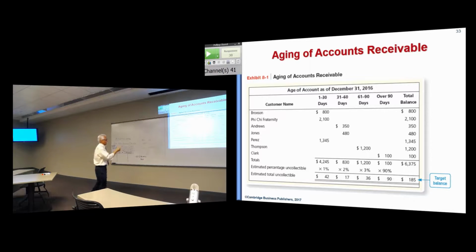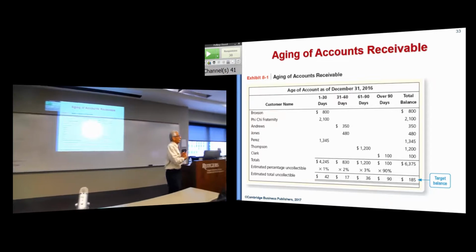So what I would do is I'd look at my first company, Bronxon. They've got a current at 800. This fraternity has a 2100 current. Andrews and Jones are up in the 31 to 60 day category. Perez has a current account. Thompson has 1.2, 60 days overdue, and 90 days overdue is going to be 100 for Clark. Now, we would do a total. We would also do a specific review of individual accounts.